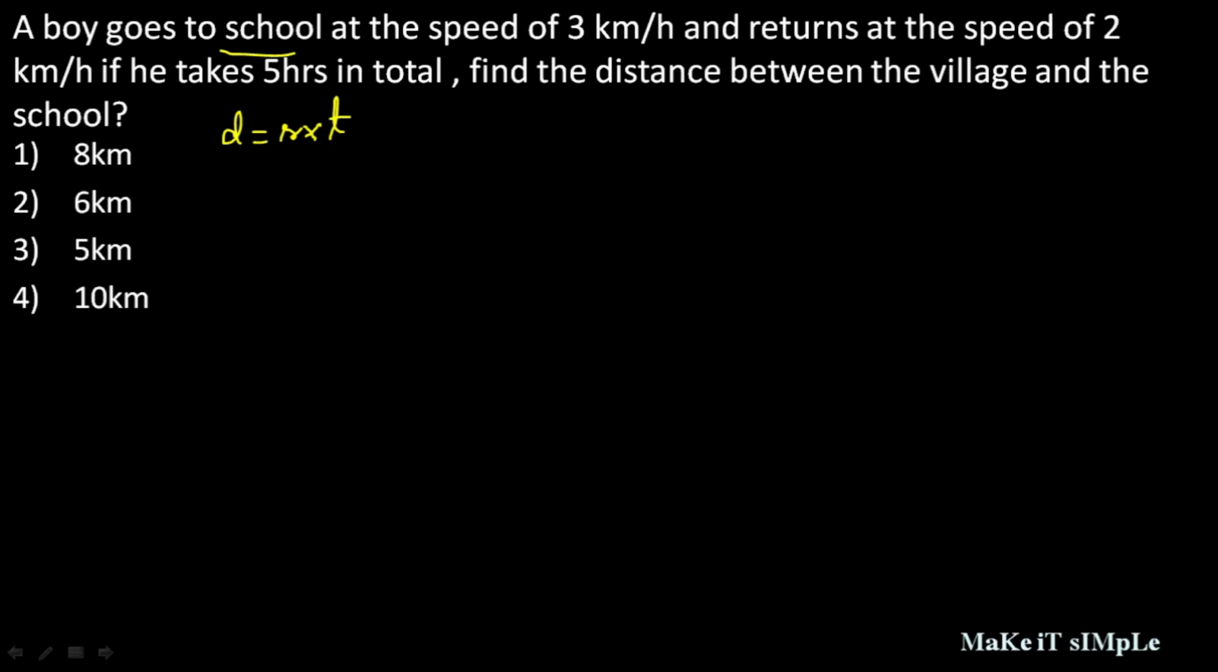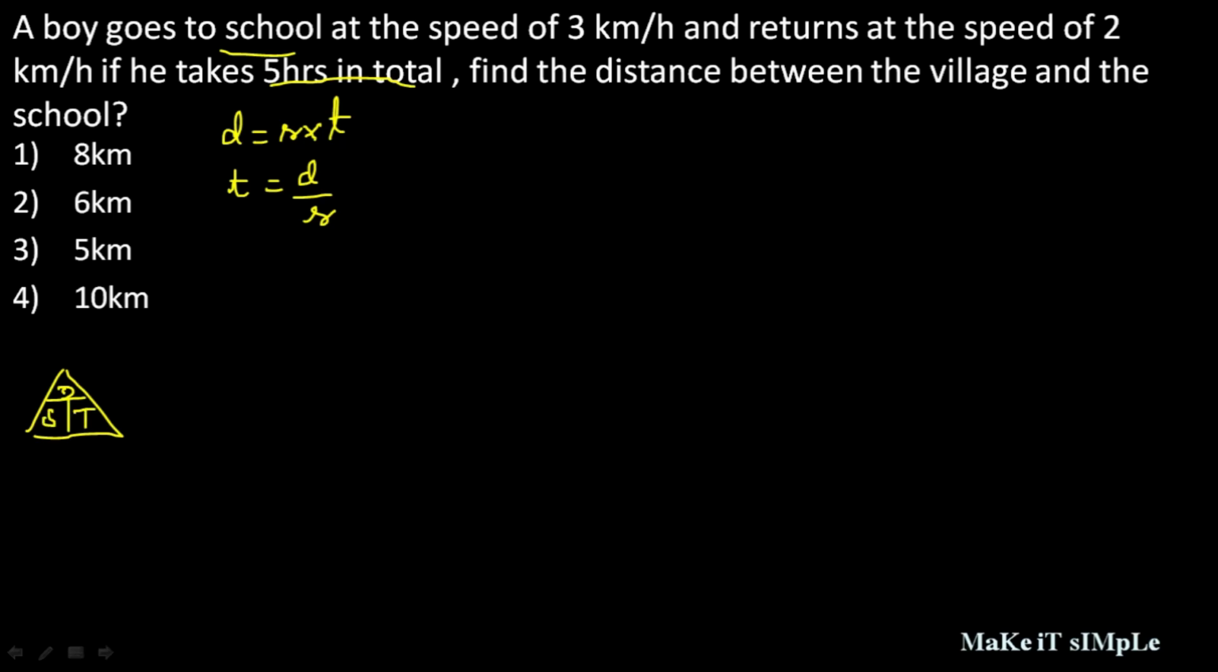Now here we see what they have given: the total time, 5 hours in total. So total time they have given. So what's the formula for time? Time is nothing but distance by speed. You can remember this triangle also, so that you will be very clear and exact, and there is no need of confusion in the exams.